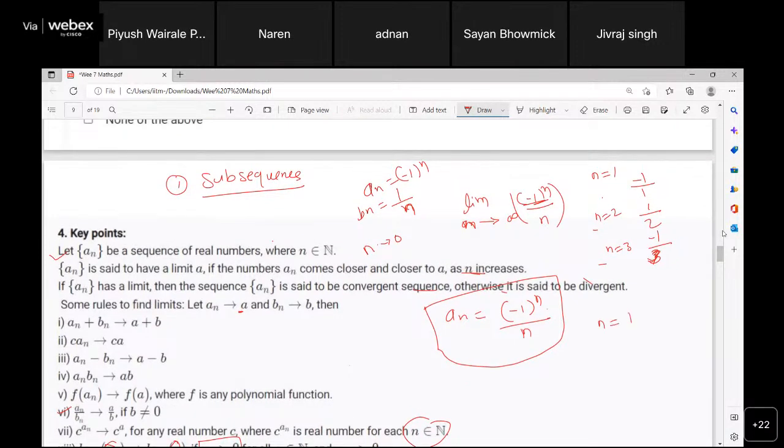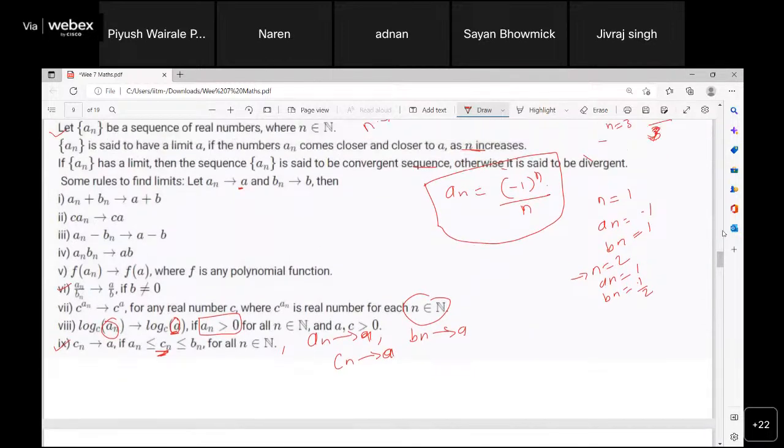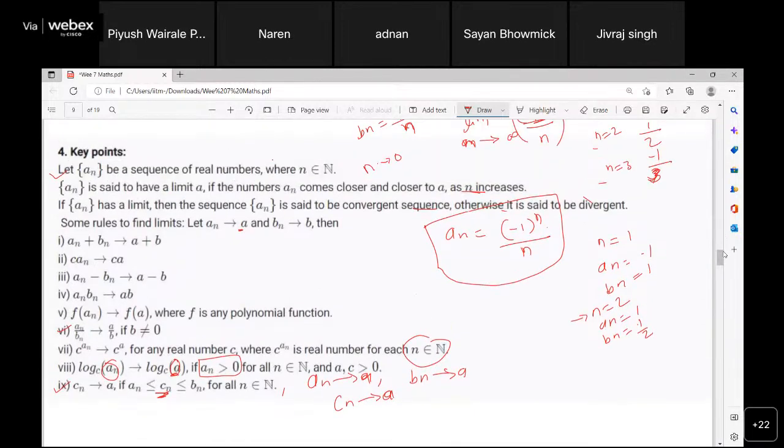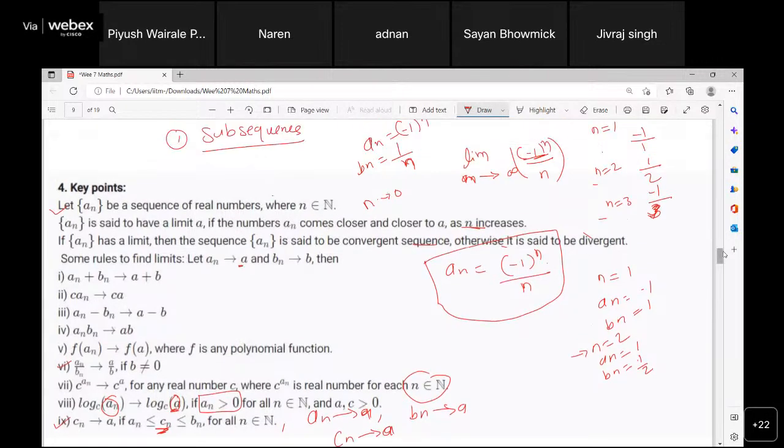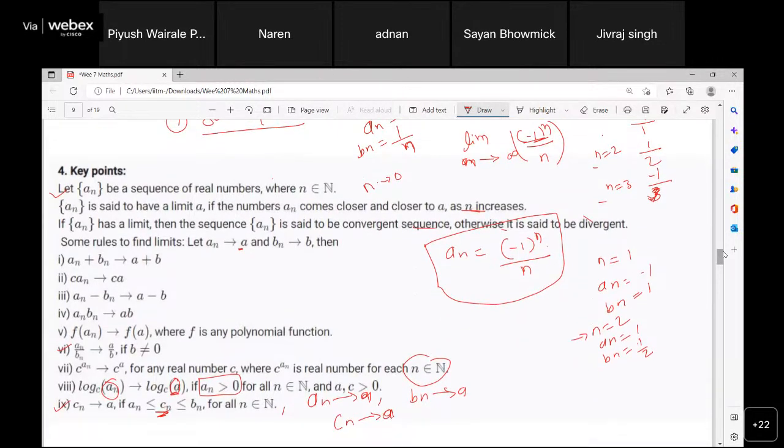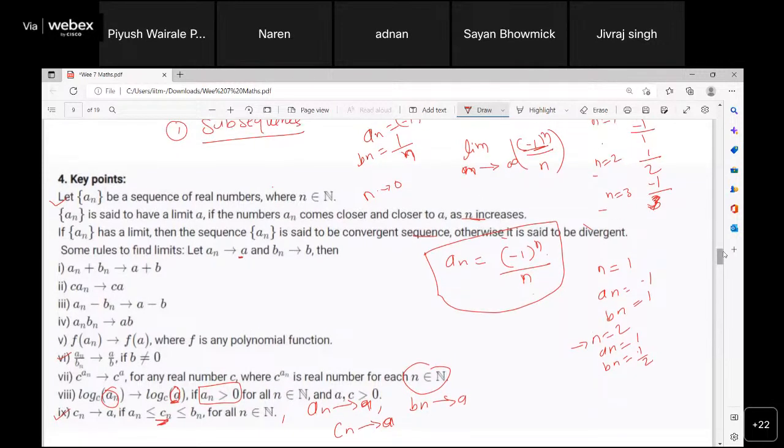When n equals 1, an will be minus 1, bn will be 1. When n equals 2, an will be 1, and bn will be 1 by 2. So our condition is such that cn should be in between bn and an. So what will be an in this case? Negative value means an, right?